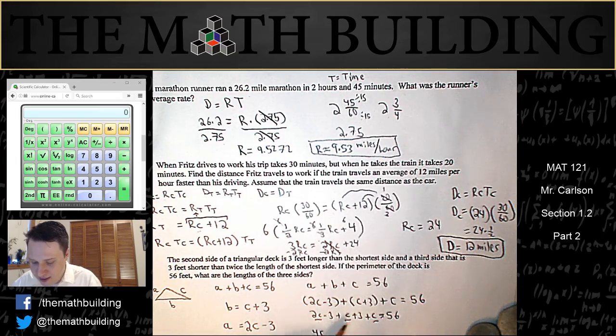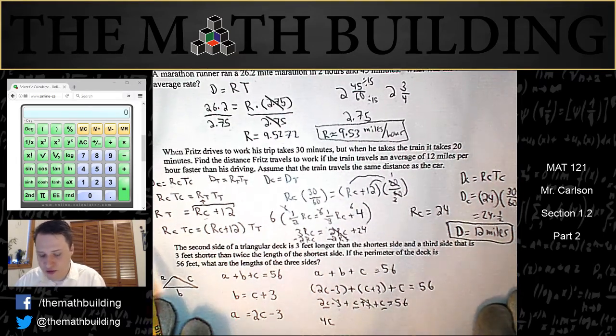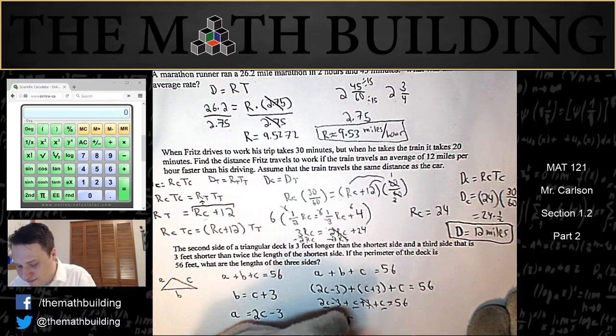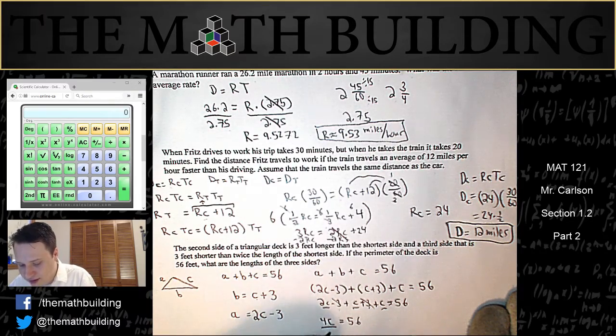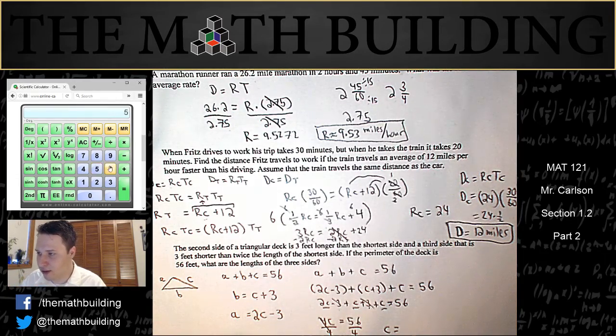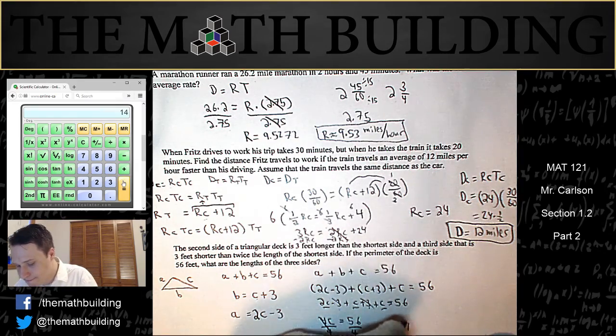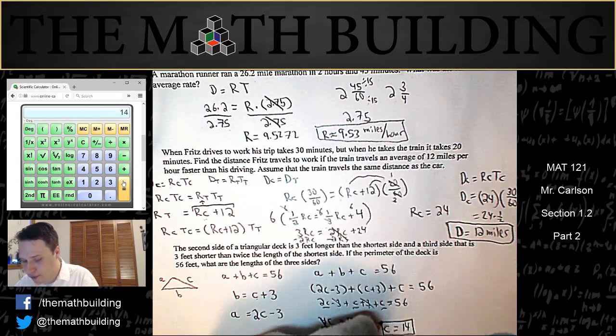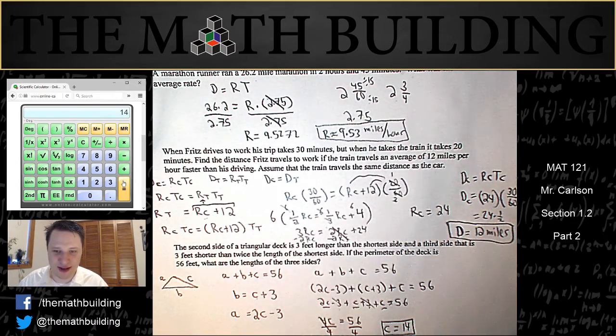And negative 3 and positive 3 are actually just going to cancel, so that's kind of nice. So we're going to get 4c is equal to 56. Divide by 4, divide by 4. So c is equal to 56 divided by 4, which is equal to 14. So that's the hard part, is getting that first value.